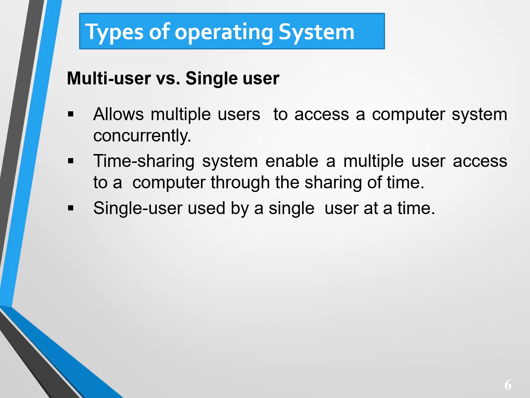Types of operating system. Operating system can be a single user system or a multi-user system. A multiple user operating system allows multiple users to access a computer system concurrently. Time sharing systems can be classified as multi-user systems as they enable multiple user access to a computer through the sharing of time. Single user operating systems, as opposed to multi-user operating systems, are usable by a single user at a time.